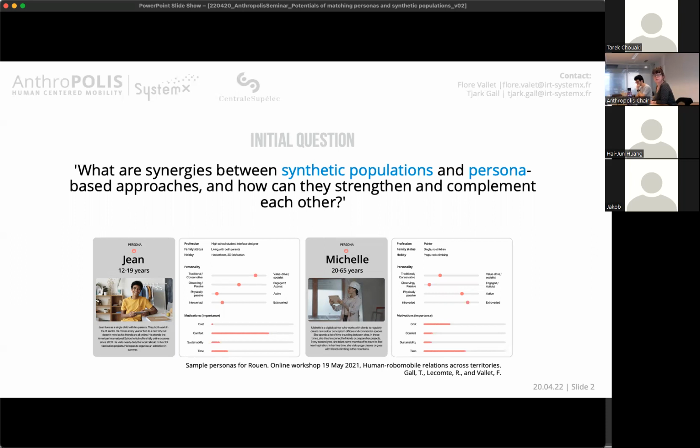So that's an example of personas we developed for a workshop from last year. You've got some examples here of archetypal persons who are going to have certain behaviors and certain characteristics. And they can be adults, but also children, as you can see in the pictures.